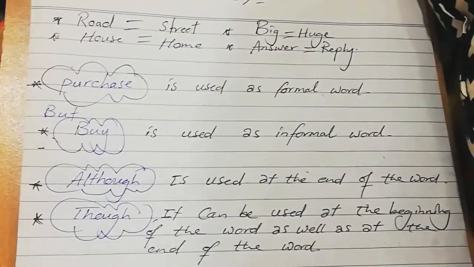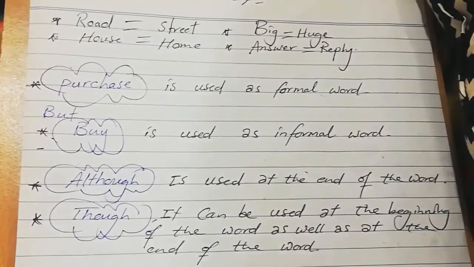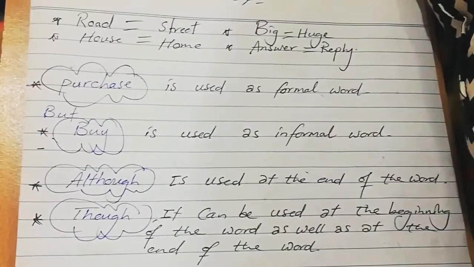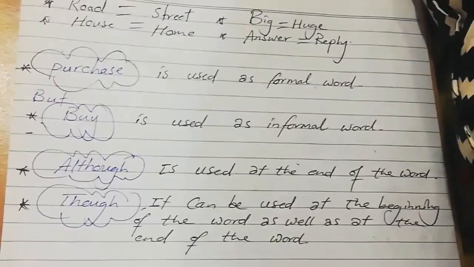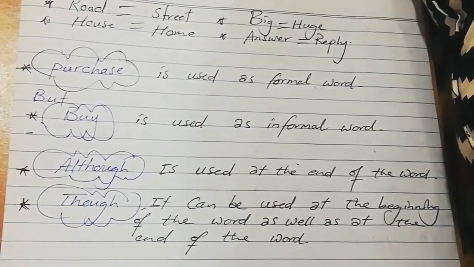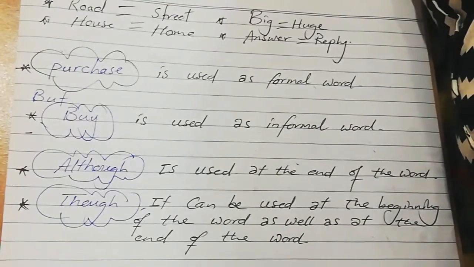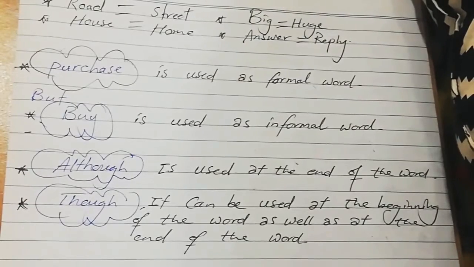So just like these examples: road and street, big and huge, house and home, answer and reply, listen and hear, funny and silly, etc. Look at these words. Purchase is used as a formal word, but buy is used as an informal word. And also although and though. Although is used at the end of the word, but though can be used at the beginning of the word as well as at the end of the word.